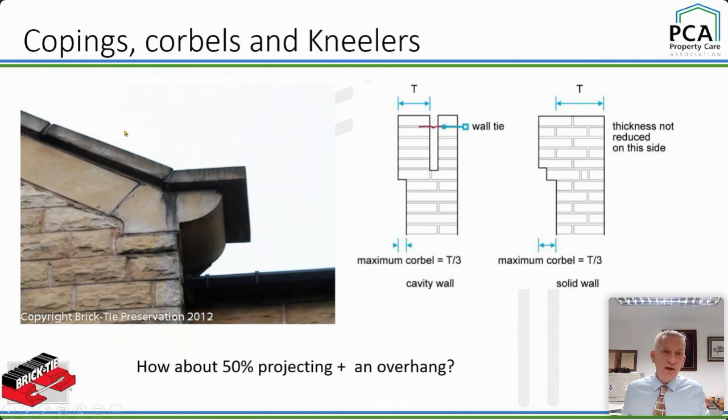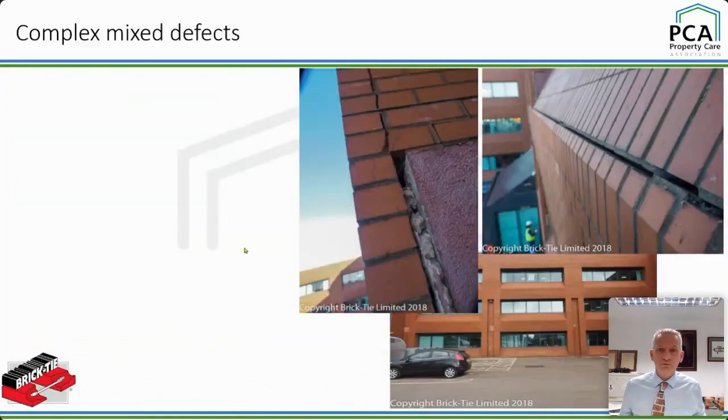This is from a job where the whole row on the verge slid off, right, like a train going off a bridge, and crushed the porch. Okay, so be careful. You can get complex mixed defects.